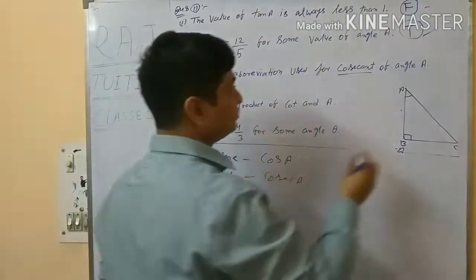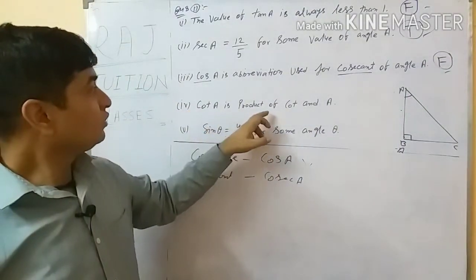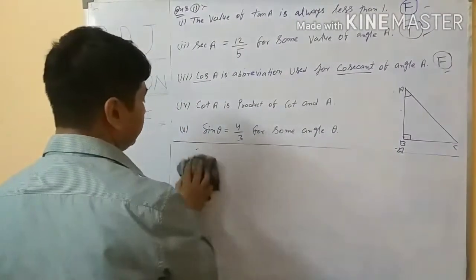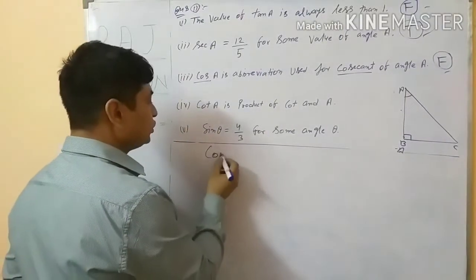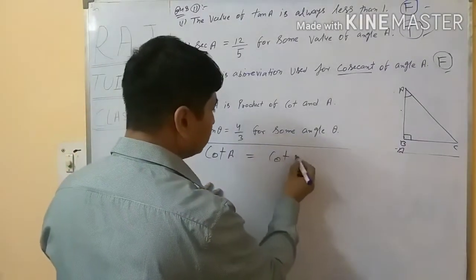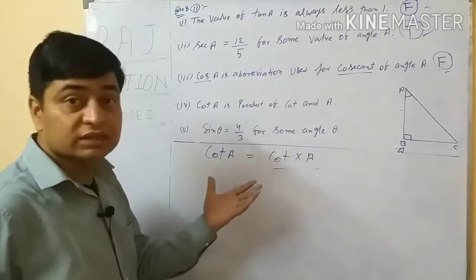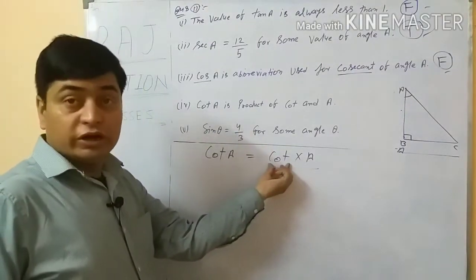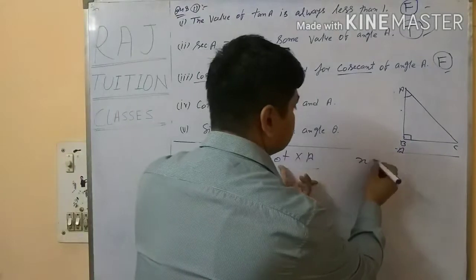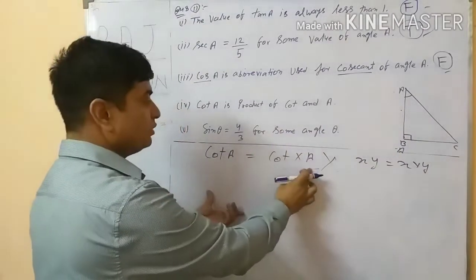It's very simple that this is false, simply false. Next: cot A is the product of cot and A. If you're talking cot A, so as we already have discussed, cot A doesn't mean cot multiplied by A. It is not algebra. It's not simple algebra where cot is some mathematical quantity and A is also a mathematical quantity, and we are having the product of them, as xy means x multiplied by y. But cot A does not mean cot multiplied by A.